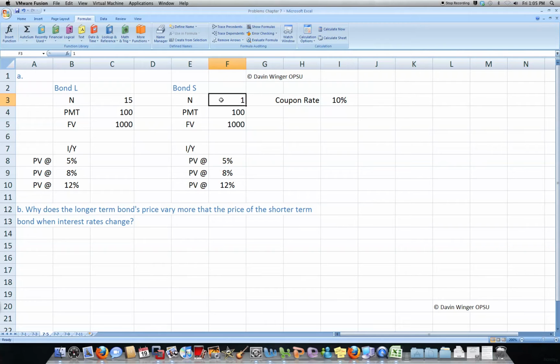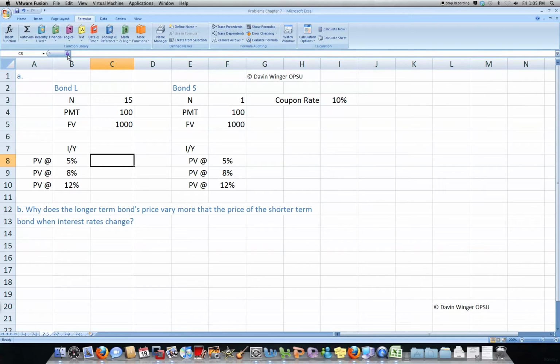L. So here we've set it up. We have Bond L and Bond S. We have our 15 years for N and 1 year for S. Our payment is our coupon rate times our par value. So in this case, our payment is $100 and our future value be $1,000, and the same for Bond S. So let's find the present value of Bond L at 5%.